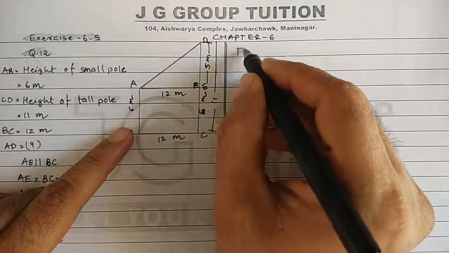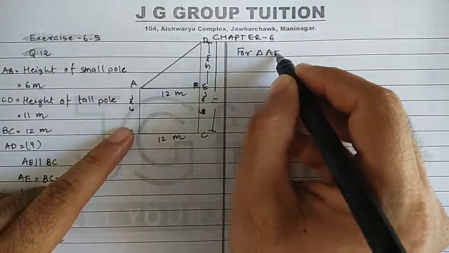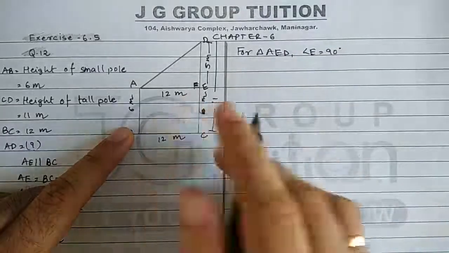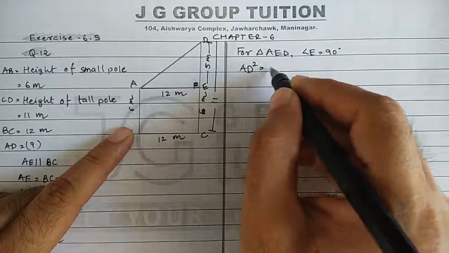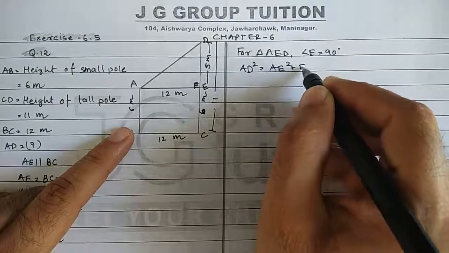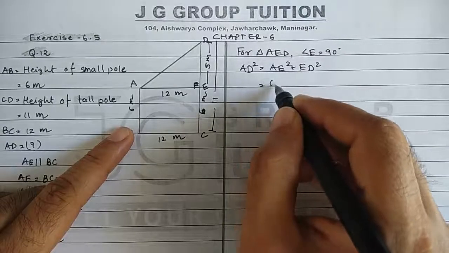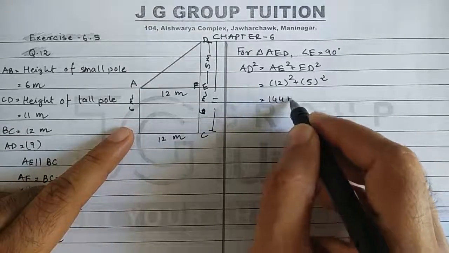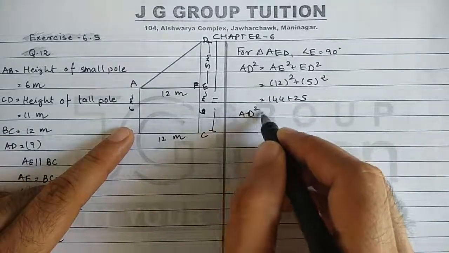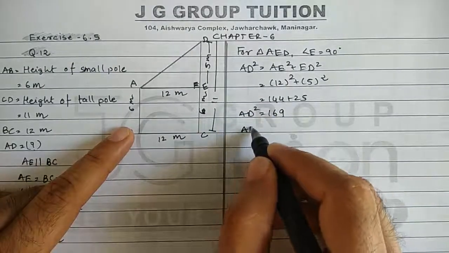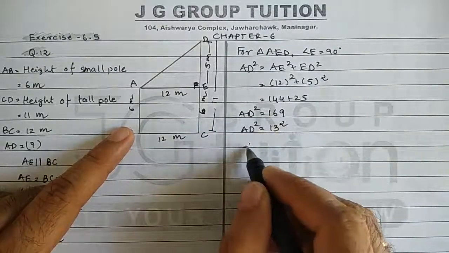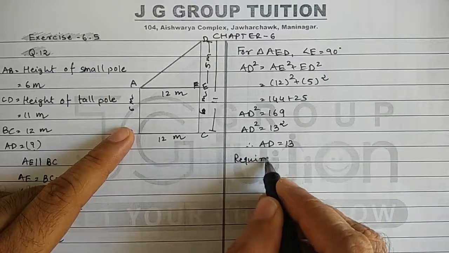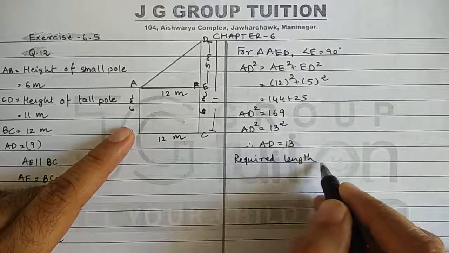For triangle AED, angle E is a right angle. So I'll use Pythagoras again. AD square is AE square plus ED square. AE is 12 and ED, which we obtained, is 5. So it is 144 plus 25. So this is 169, and 169 is the square of 13. So we can say the length of AD is 13. So the required length is 13 meter.